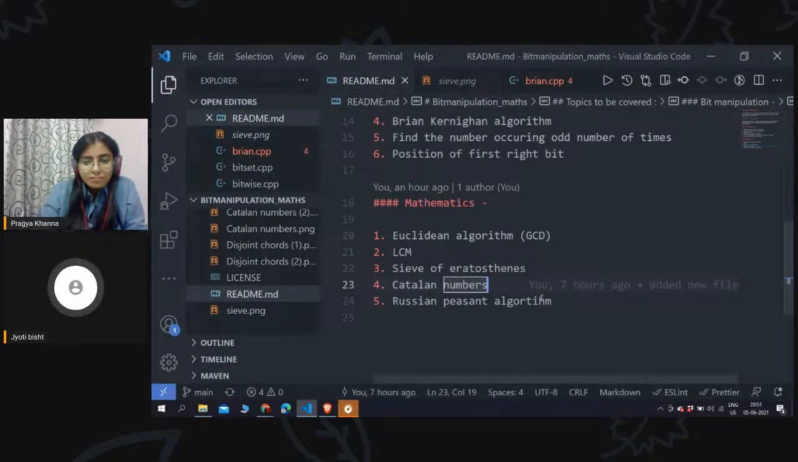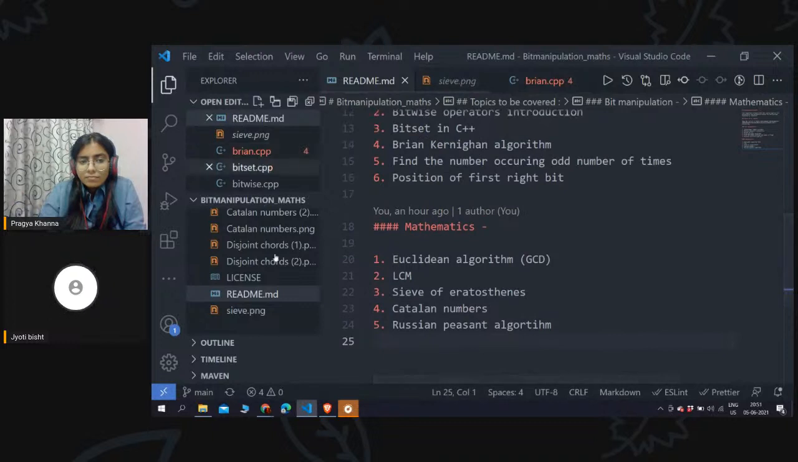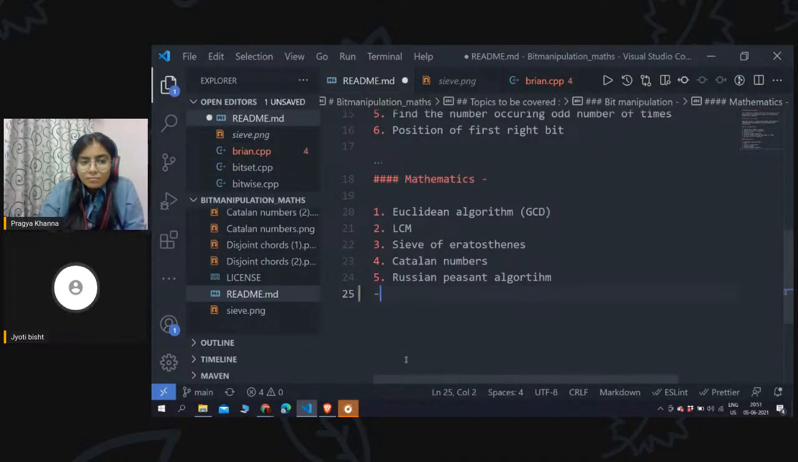Now Russian peasant algorithm is really a very simple algorithm. We'll just cover it in 5 minutes. Russian peasant algorithm states that for a number A, for example, there is a number A, okay, and you have to multiply two numbers. I have a number A 5 and number B 7. Multiplication कितना होगा A star B? 35, ठीक है.